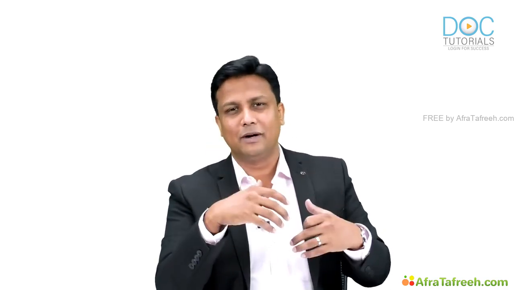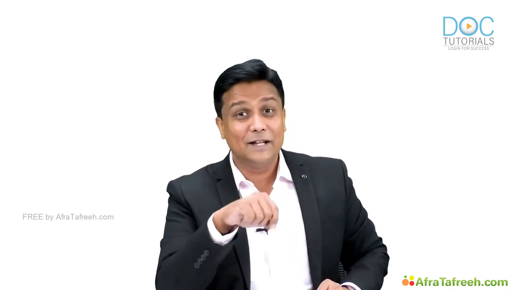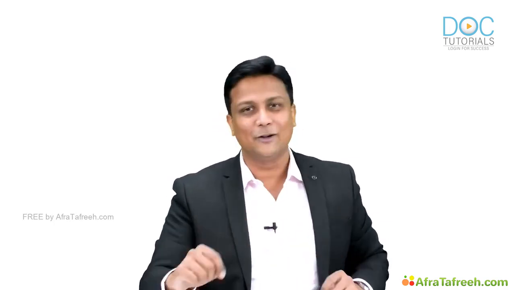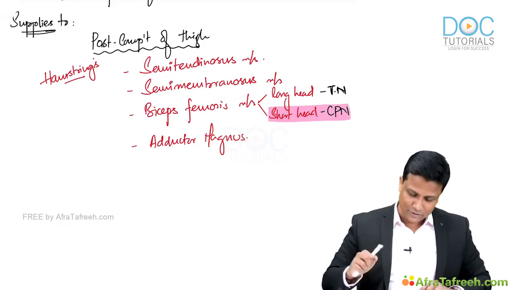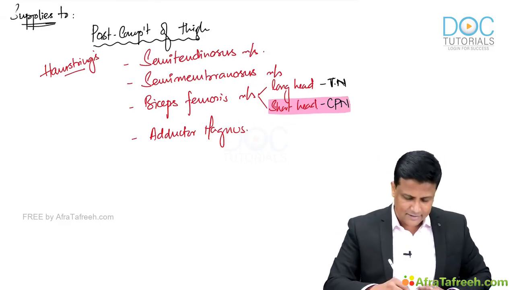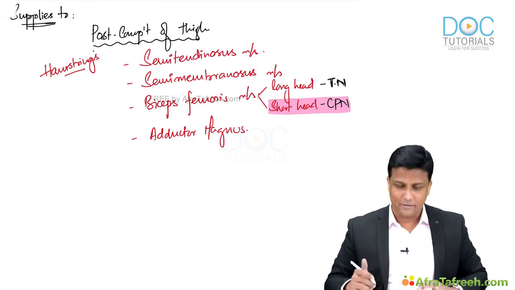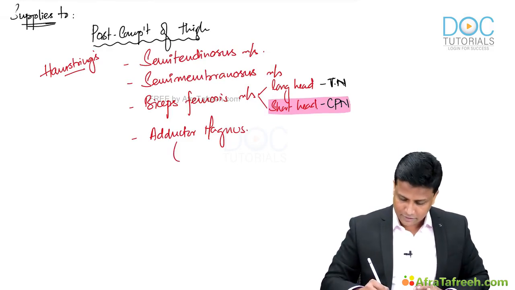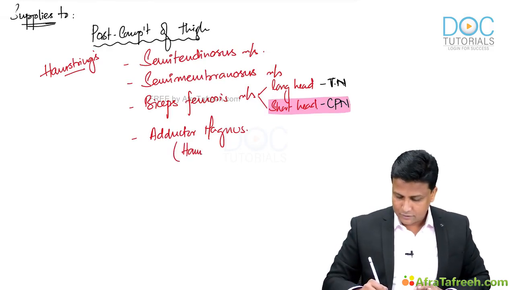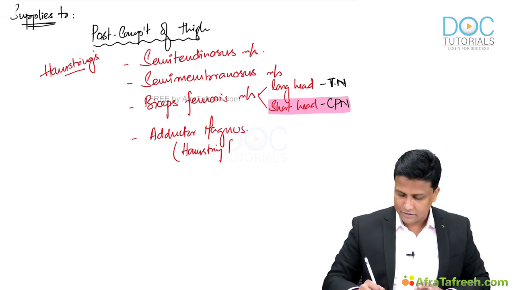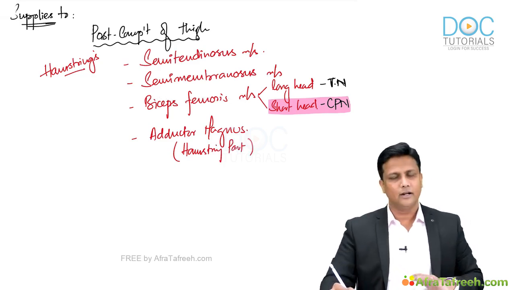Being in the posterior compartment, it has to be supplied by your tibial nerve. That is the reason why I wrote it here, guys. So in the posterior compartment of thigh, adductor magnus is supplied by tibial nerve, but not the entire muscle. Remember, only the hamstring part. So adductor magnus, only the hamstring part will be supplied by tibial nerve.